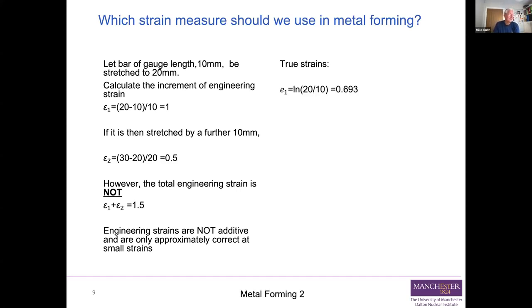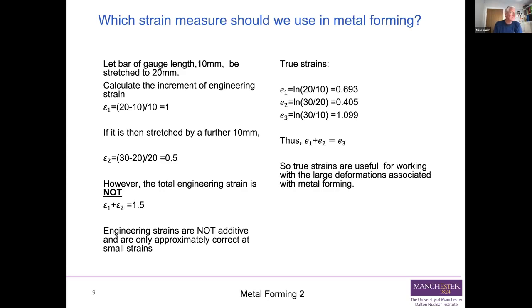So if you do the same calculation, epsilon or E1, the true strain increment, is 0.693 for the first stretch. The increment for the second stretch is 0.405. And the increment for the whole thing, where you go all the way from 10 to 30, is 1.099. And if you do that sum in your head, you will find that the logarithmic strains, the true strains, add up. And that's why we use true strain in metal forming, because actually it makes sense. True strains are useful for working with the large deformations associated with metal forming.